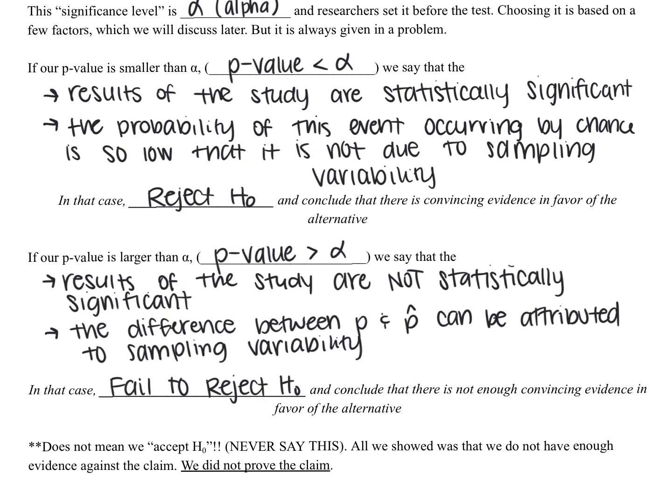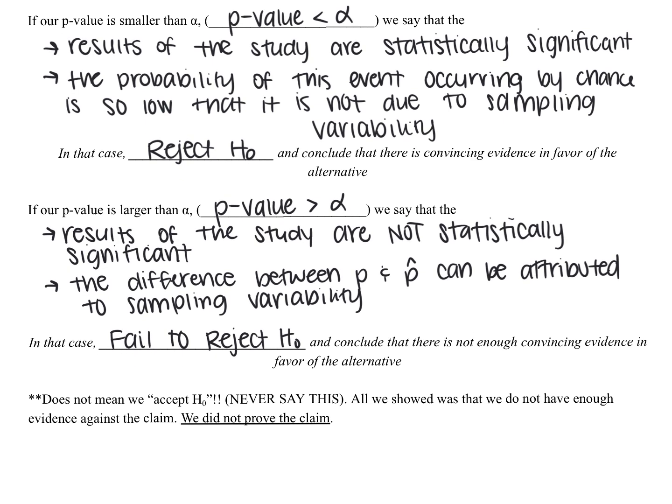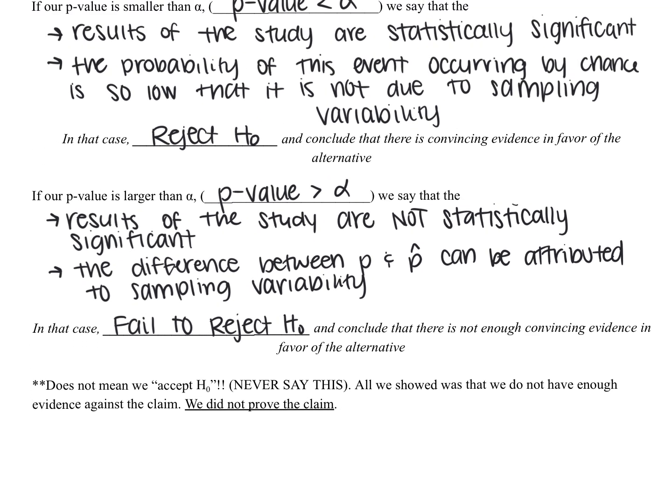So we don't actually accept our null hypothesis as true. We are either rejecting it or failing to reject it. We're never going to say that we accept the null hypothesis, because all we showed is that we do not have enough evidence against the claim. We did not actually prove it as true, which is a very important distinction when we're talking about a significance test.